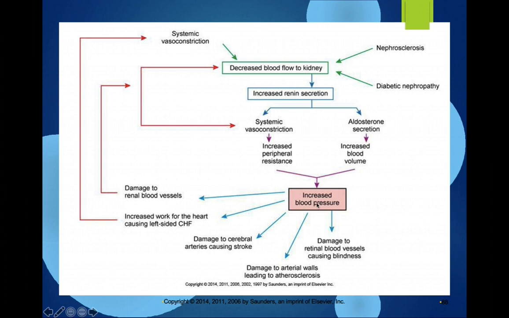Now we have high blood pressure that can damage the retinal blood vessels to the eye, causing blindness. That high pressure in any vessel can damage the tunica interna. It can damage the blood vessels going into the brain, causing stroke. It's going to create increased work of that left ventricle to pump blood, the oxygenated blood. And the domino effect keeps going around and around and around. Okay? So hypertension is a major issue.